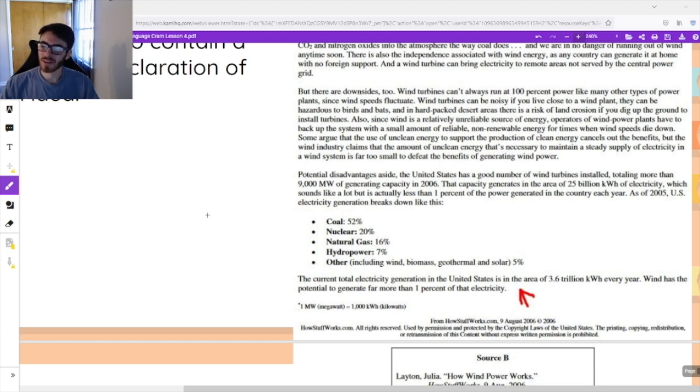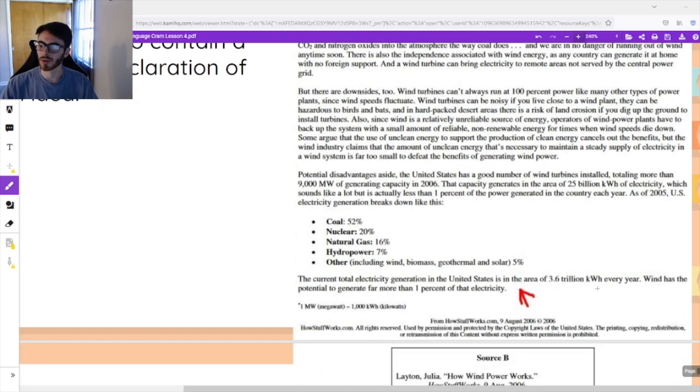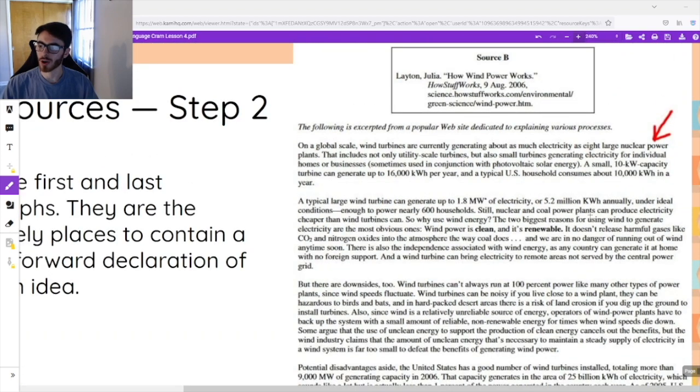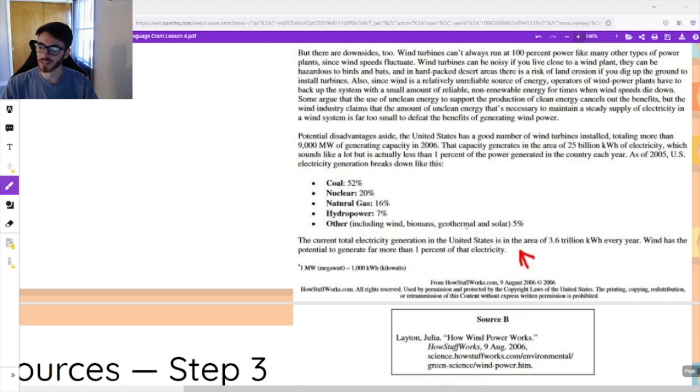And then the last paragraph says, the current total electricity generation in the United States is in the area of 3.6 trillion kilowatt hours every year. Wind has the potential to generate far more than 1% of that electricity. So, from what we've read here, it's talking a lot about wind turbines and how they're able to generate a lot of electricity, and how much electricity U.S. households use and how much electricity the entire United States uses. And it talks about how wind has the potential to generate a lot of electricity.